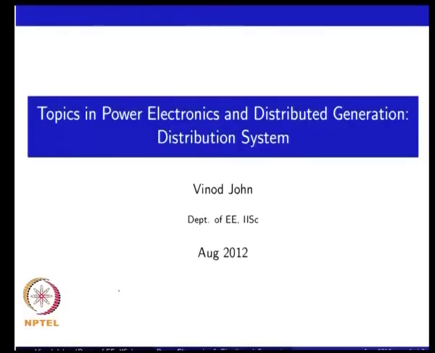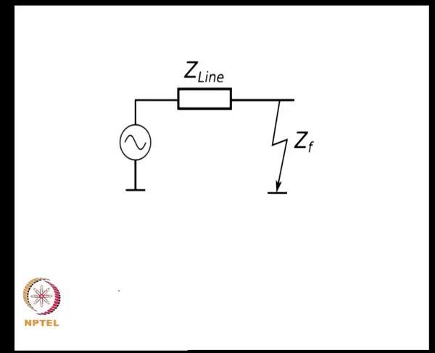Welcome to the fourth class on power electronics and distributed generation. In the last class we started looking at the distribution systems more closely. We are looking at models of the components on the distribution system. We looked at the transformer model, the line model, and we are discussing the fault model. We looked at the value of the fault impedances that could be used in the system.